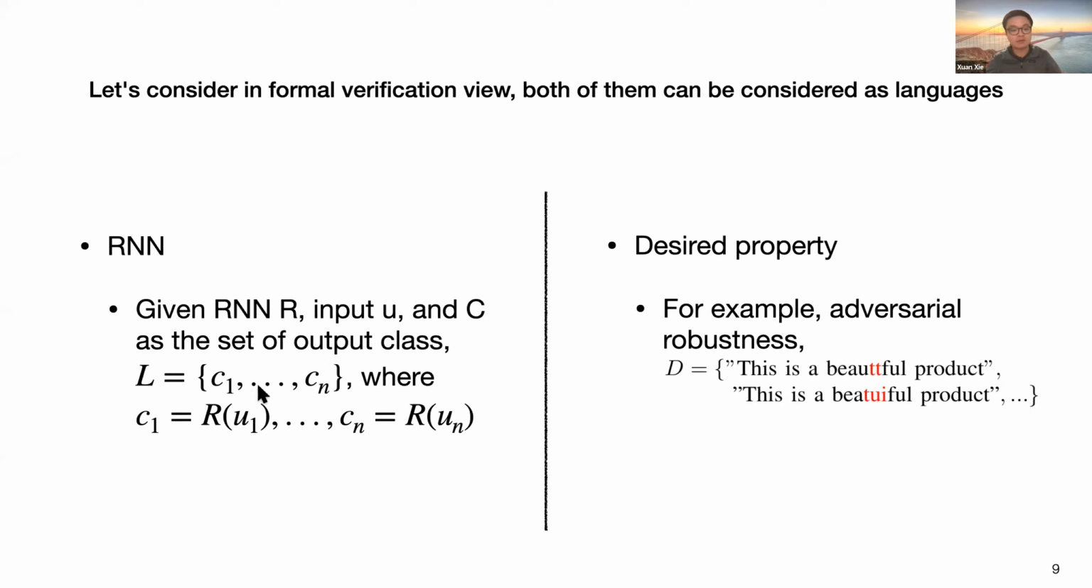So in this case, we can consider the RNN as a language, which is a set of words in Sigma star. Moreover, for the desired property, we also consider it as a language. For example, in the case of adversarial robustness, the neighborhood is essentially a set of words that contains all words that can be obtained after small perturbation to the original word, which is a language.